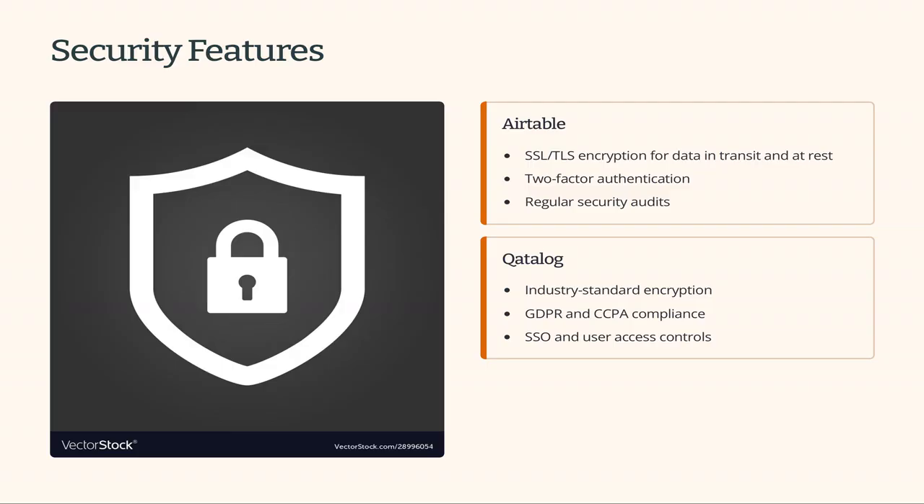Both platforms prioritize security. Airtable uses SSL/TLS encryption for data in transit and at rest, and offers two-factor authentication. Catalog also uses industry-standard encryption and complies with GDPR and CCPA regulations. They also offer SSO and user access controls for enhanced security.